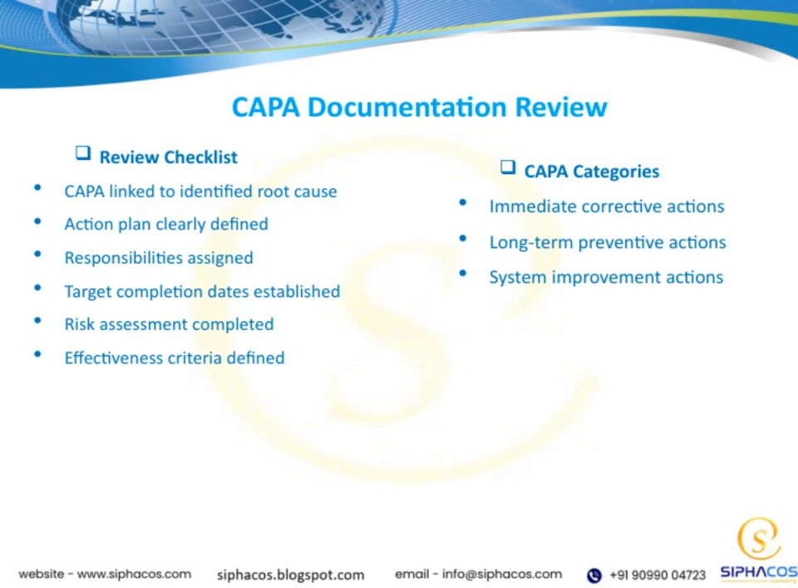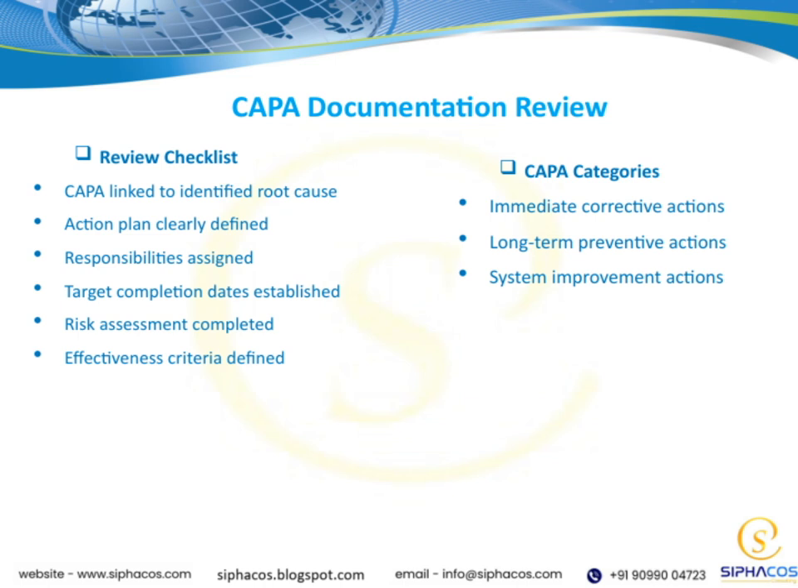The review checklist helps us verify that each CAPA is linked to an identified root cause, making sure we're addressing the real issue. It's important that the action plan is clearly defined, so everyone understands what needs to be done. Responsibilities must be assigned to specific team members, and target completion dates are set to keep us on track. Conducting a thorough risk assessment helps us understand the potential impact of the issue and the effectiveness of our actions.